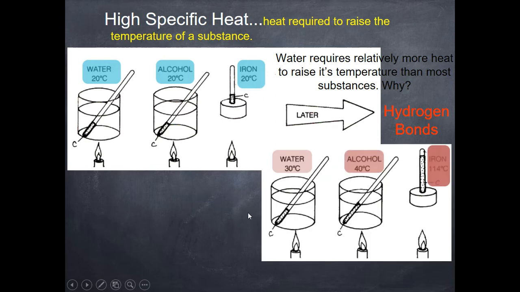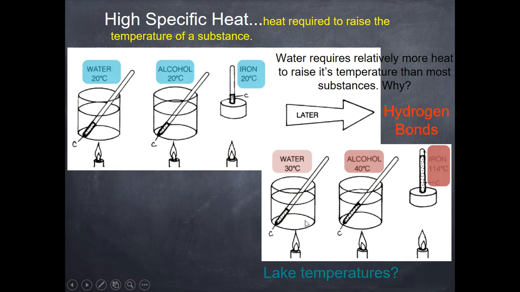So if we applied the same amount of energy to all 3 of these samples, water, alcohol, and iron, and they're all starting at the same temperature of 20 degrees Celsius, we would get only a 10-degree change in our water. We would get a 20-degree change in our alcohol, and iron would heat up a lot more, all the way up to 114 degrees Celsius, if we're applying that same amount of energy represented by our little Bunsen burner flame here.